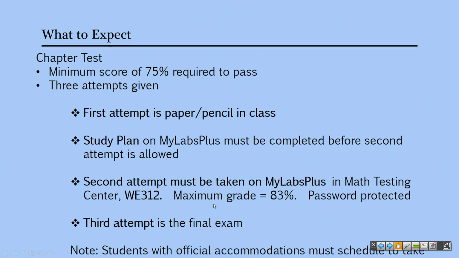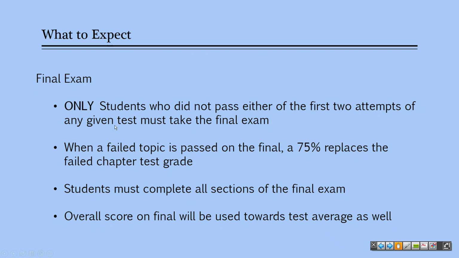If you do not pass the test a second time, you will have 1 last chance to pass, but that is on the final exam. And that is explained in just a second. Okay. So if you need to take the final exam, it is only for students who did not pass any exam in 2 attempts. So if you've passed every exam in the first or second try, you do not need to take the final exam. If you do need that 3rd attempt on any exam, you will sit for the final.